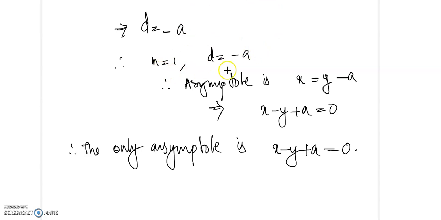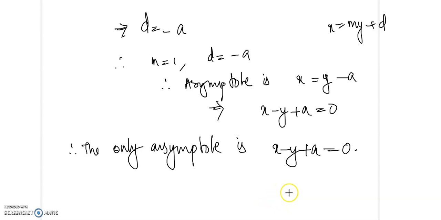So we have m equal to 1 and d equal to minus a. So therefore the asymptote we get is going to be x equal to my plus d. So with m's value 1 and d's value minus a, x will be equal to y minus a. So therefore we will get x minus y plus a equal to 0. So this is same as the first asymptote we got. So there is only one asymptote, which is x minus y plus a equal to 0.